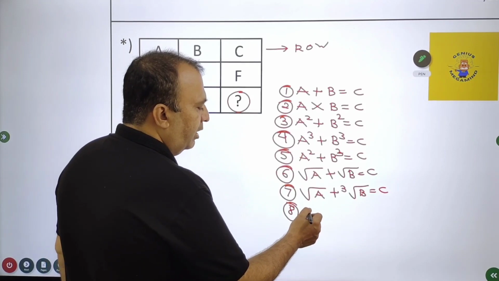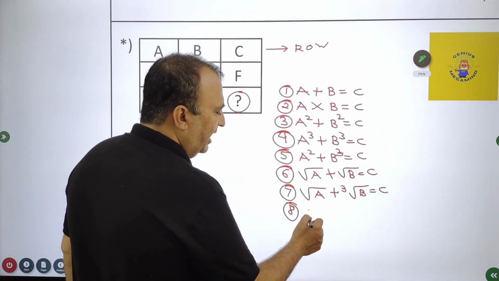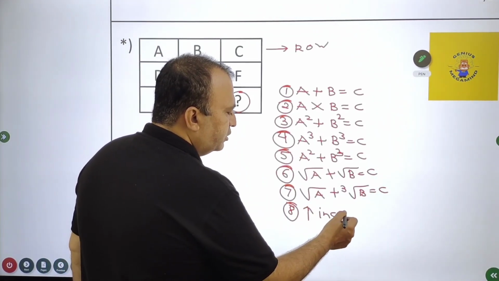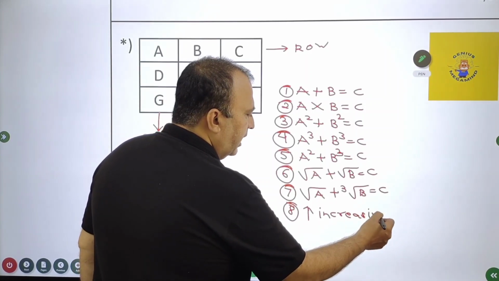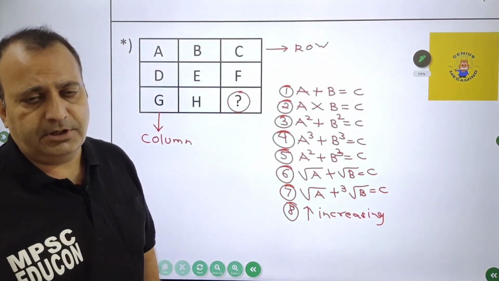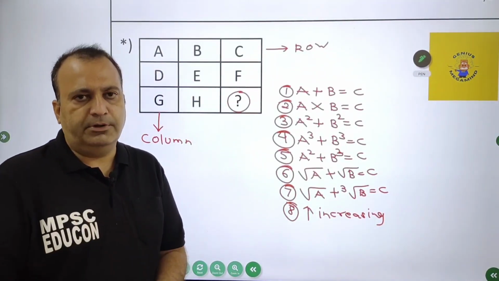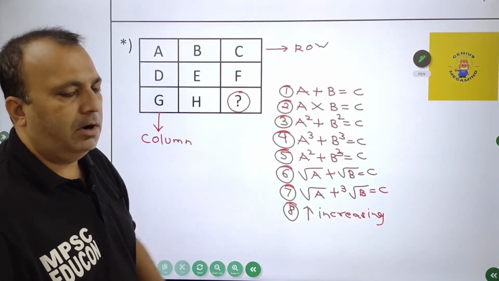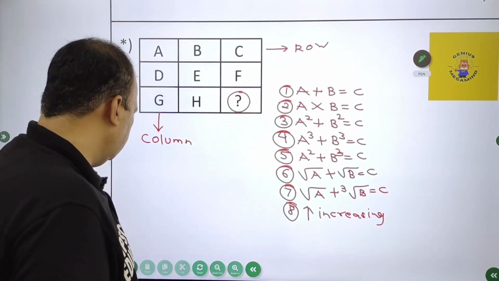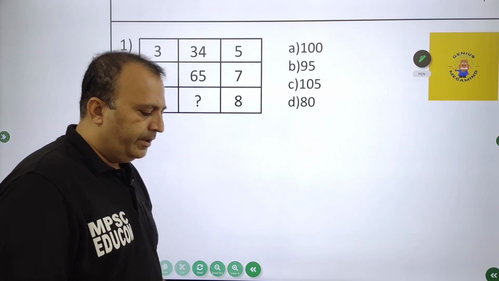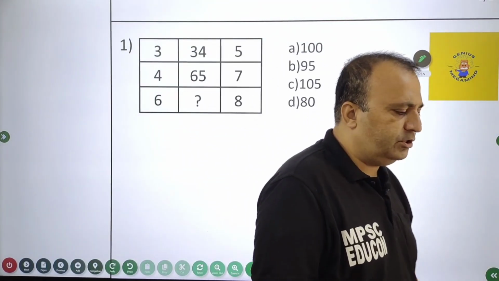At times you will have to arrange the numbers in an increasing order from the smallest to the biggest, and then you might get a number series. So you have to solve the number series and get the number at the place of the question mark. So without wasting our time, let's start with the first question, my friends.